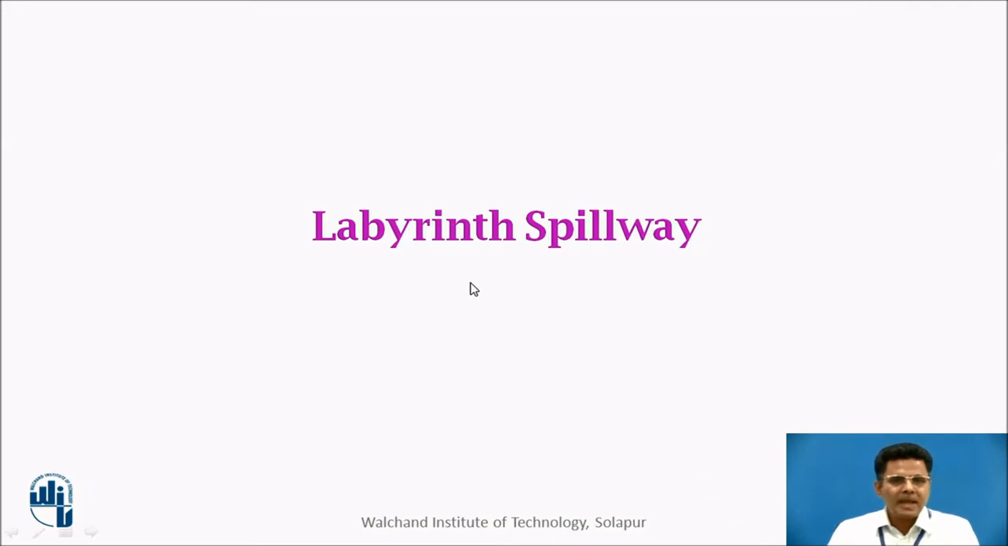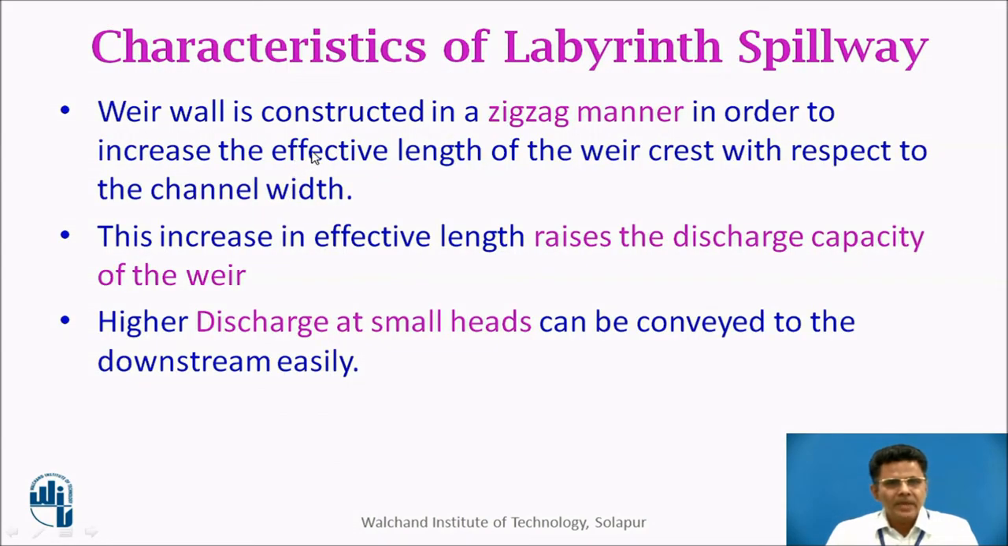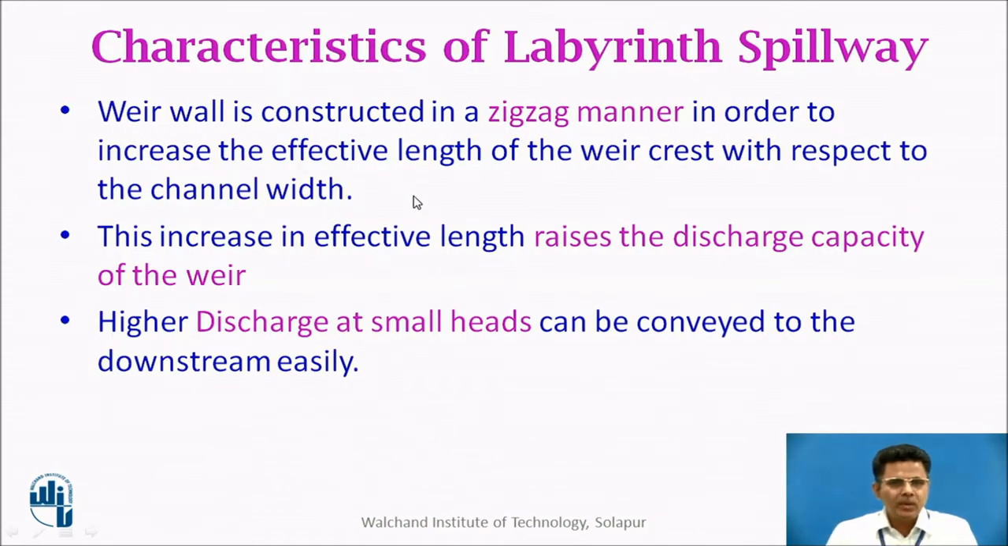Now let us go to the labyrinth spillway. So this is one beautiful spillway, the labyrinth spillway. Here what they have done, they have increased the length of the crest over which water passes. The characteristics: a weir wall is constructed in a zigzag manner. Just see the weir wall in a zigzag manner, in order to increase the effective length of the weir crest with respect to the channel width. So just compare the channel width. This increase in effective length raises the discharge capacity of the weir. Higher discharge at small heads can be conveyed to the downstream easily by using this labyrinth spillway.